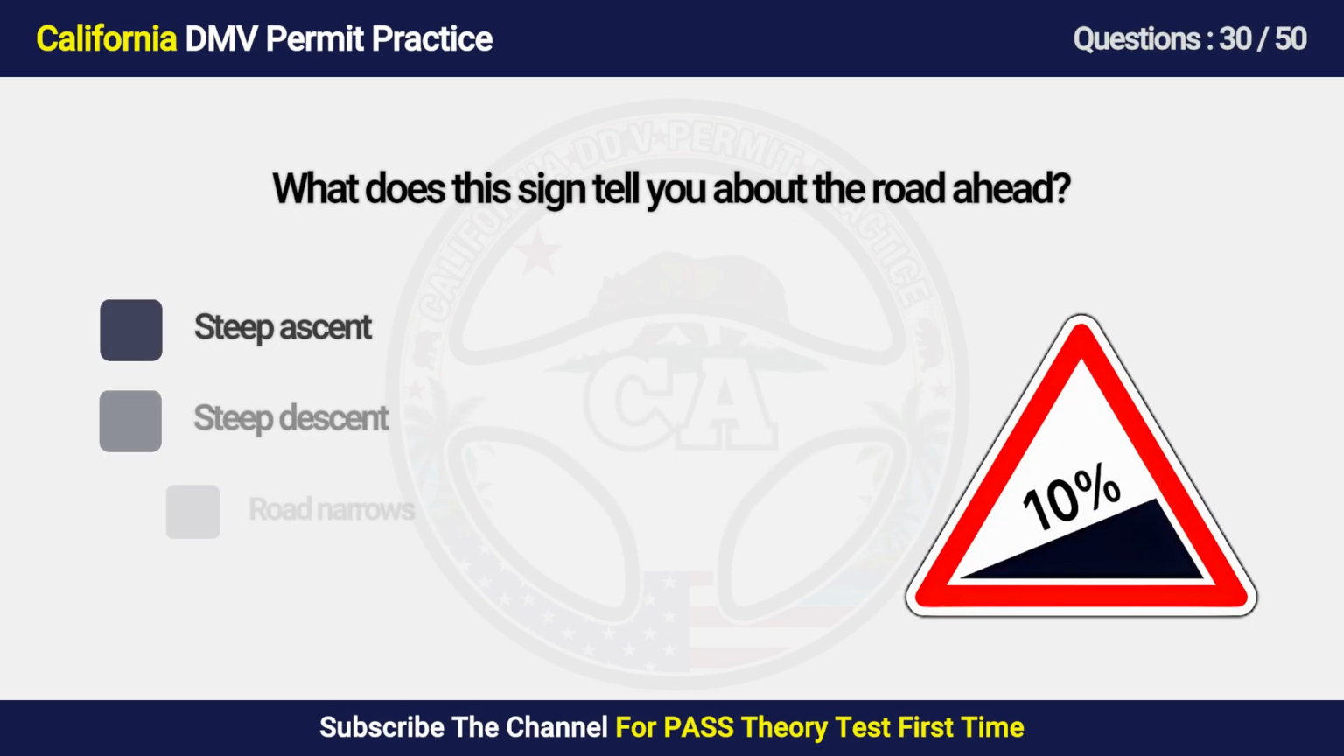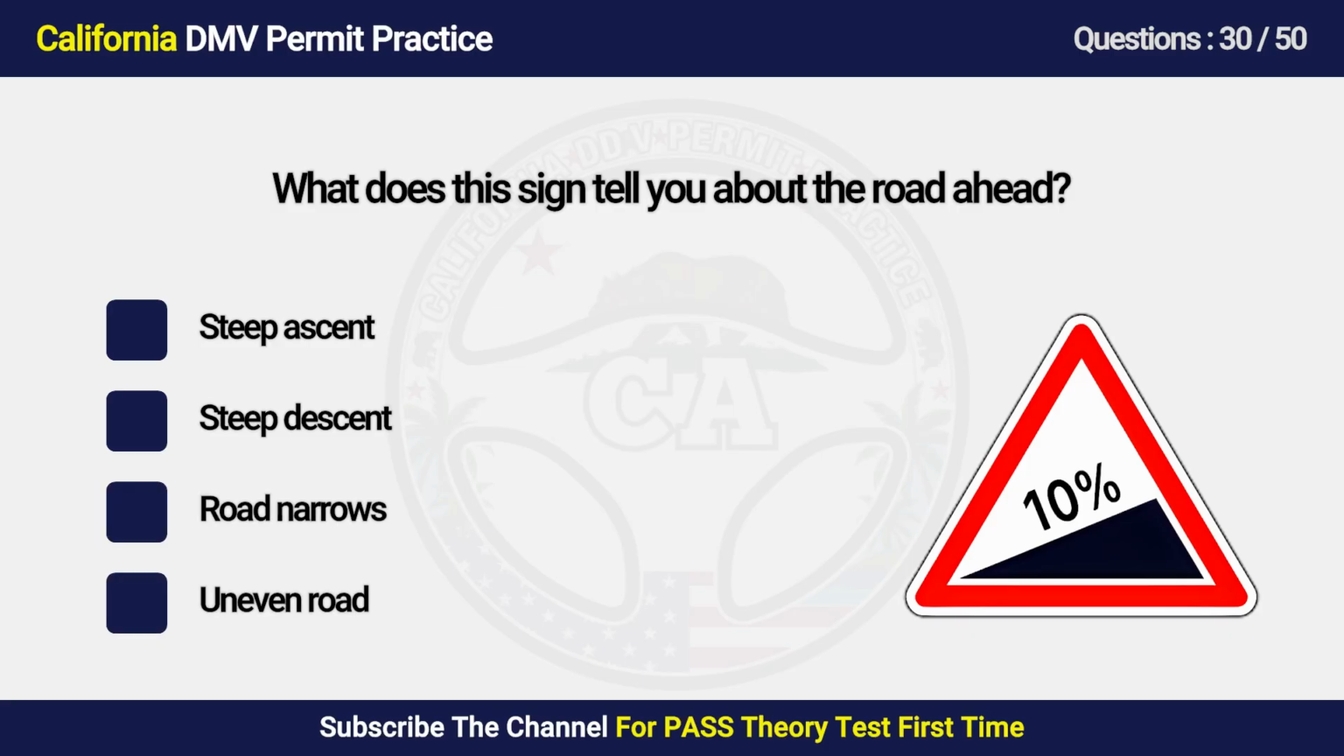Question 30. What does this sign tell you about the road ahead? A. Steep ascent. B. Steep descent. C. Road narrows. D. Uneven road.